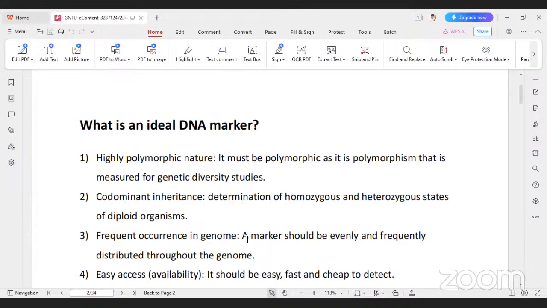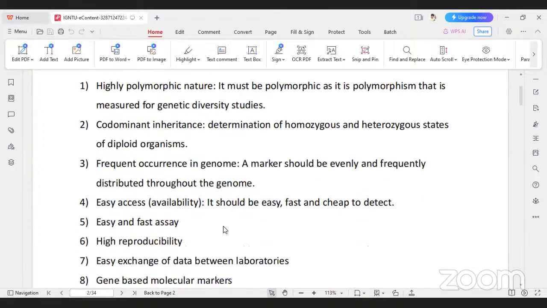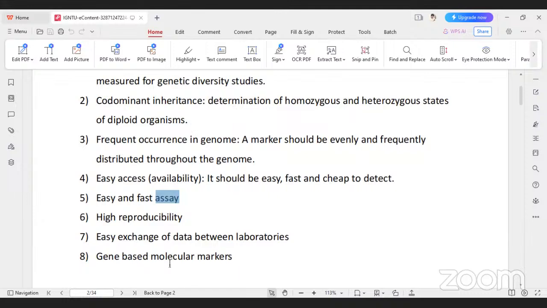Frequent occurrence in the genome: a marker should be evenly and frequently distributed throughout the genome. That is also another character. It should be easily accessible and available. It should be easy, fast, cheap and detectable. Easy and fast assay. High reproducibility means it should give similar results in different experiments irrespective of time and place. Easy exchange of data between laboratories, and gene-based. It should be gene-based, as I already told you in the definition itself: short genes, short fragments.